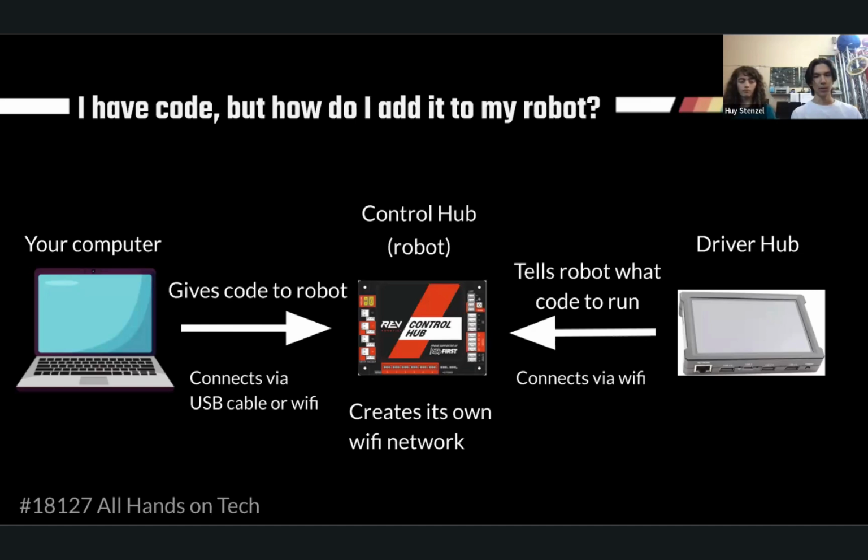To run the code that's been downloaded onto the robot, you need a driver hub or a phone. What that does is communicate with the control hub and tell it which program, out of the collection of programs you've downloaded on it, to run. So on the screen, you select a program, hit init, hit start, and then you also connect your gamepads to the driver hub so you can communicate the inputs to the control hub. And that's a Wi-Fi connection.